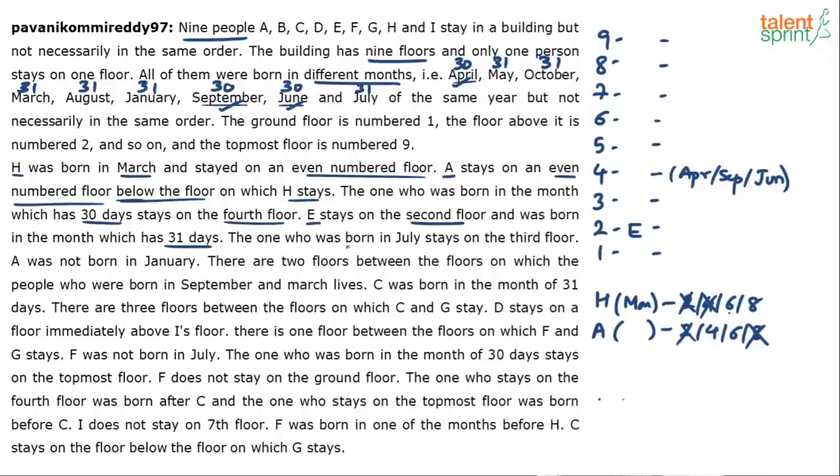Next point. The one who was born in July stays on third floor. This is again direct information, right? July is on third floor.